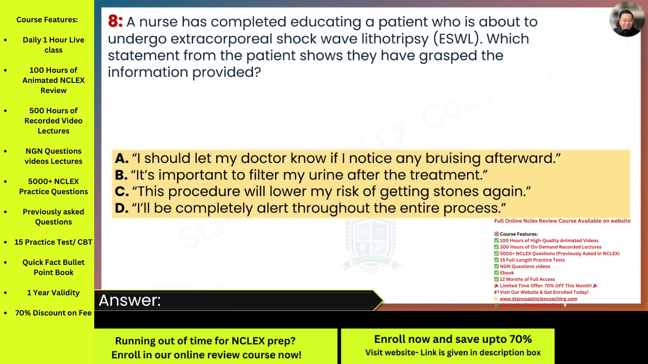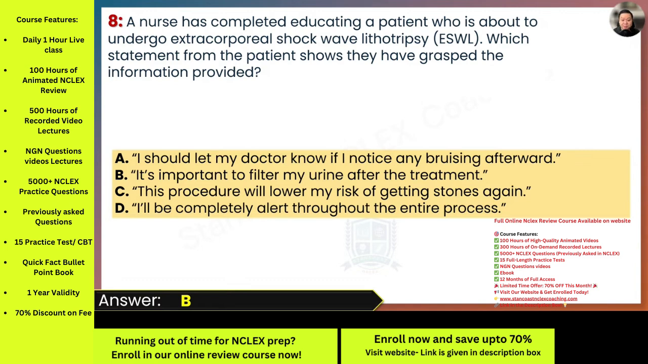Now, why is letter A incorrect? I should let my doctor know if I notice any bruising afterward. Well, it's because bruising can occur after the procedure, and this is an expected side effect. The shock waves can cause some bruising or soreness in the area where the waves were directed.